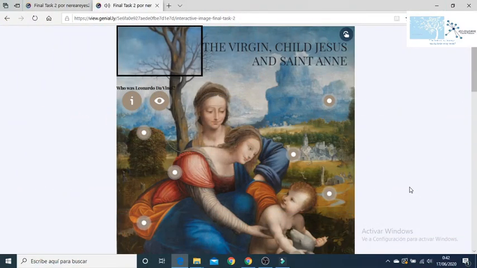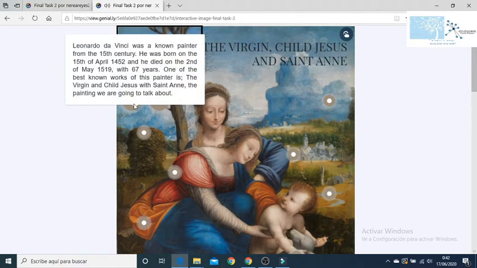He was born on the 15th of April 1452, and he died on the 2nd of May 1519, at 67 years. One of the best-known works of this painter is The Virgin and Child Jesus with Saint Anne, the painting we are going to talk about.